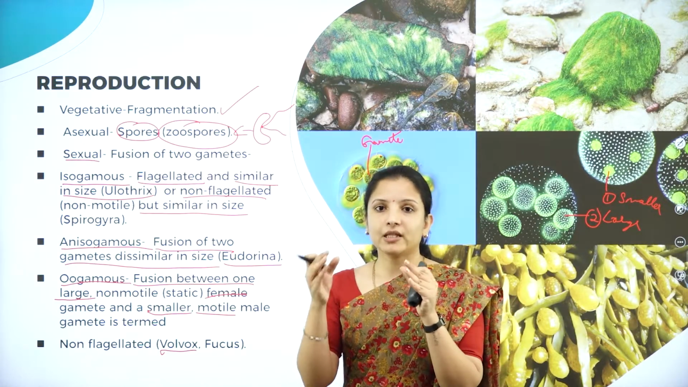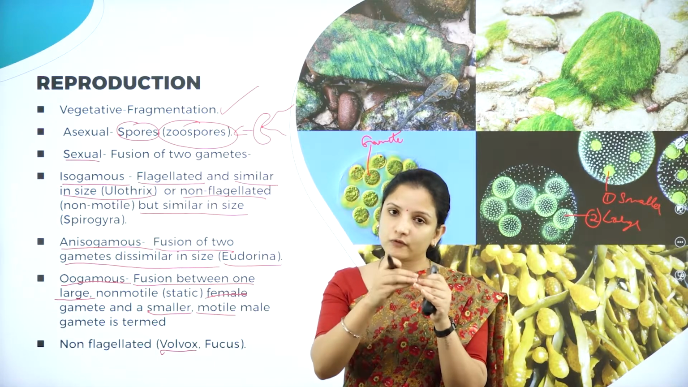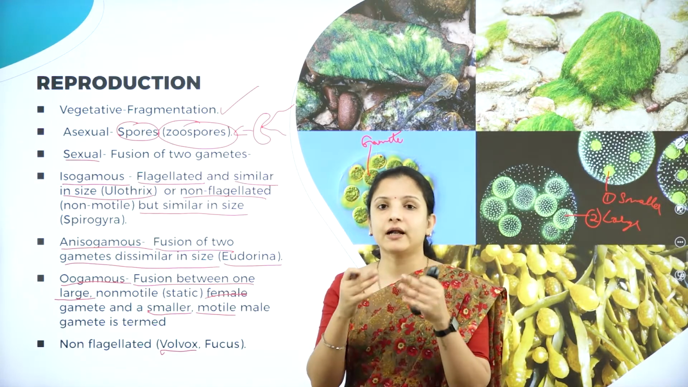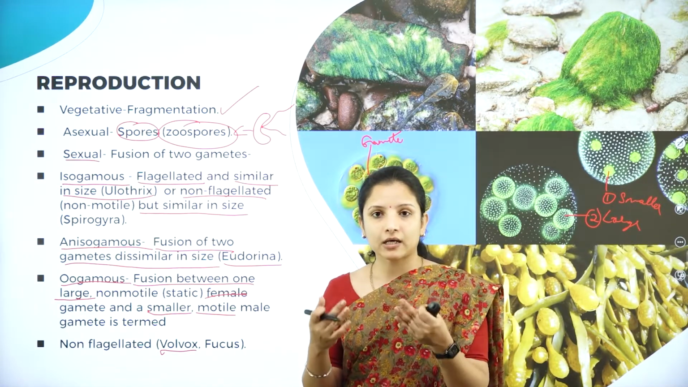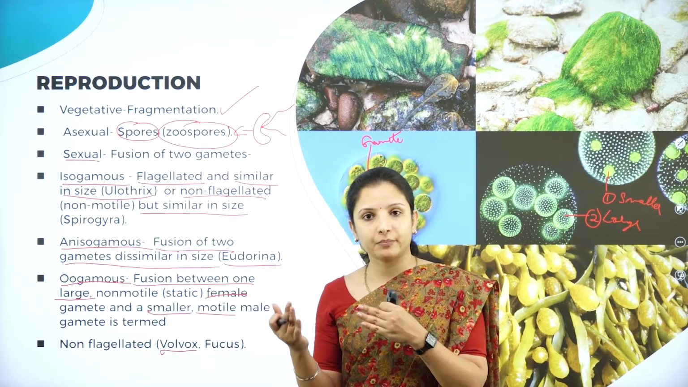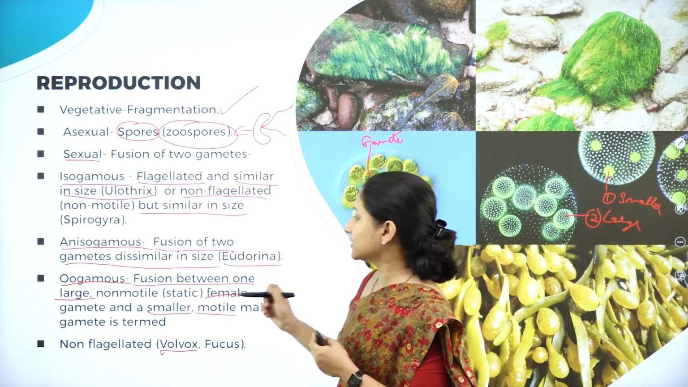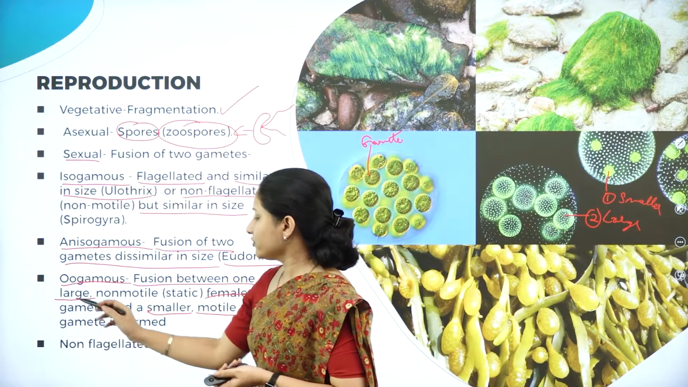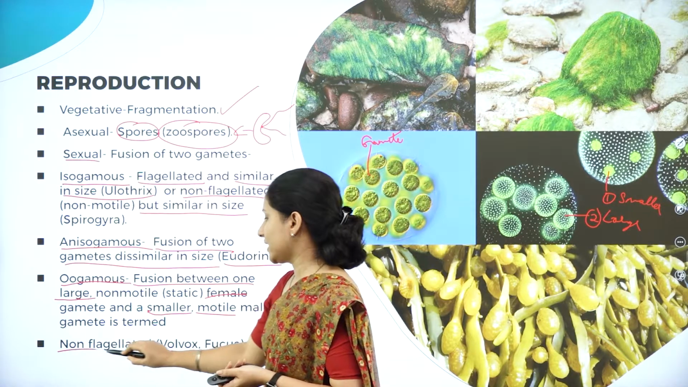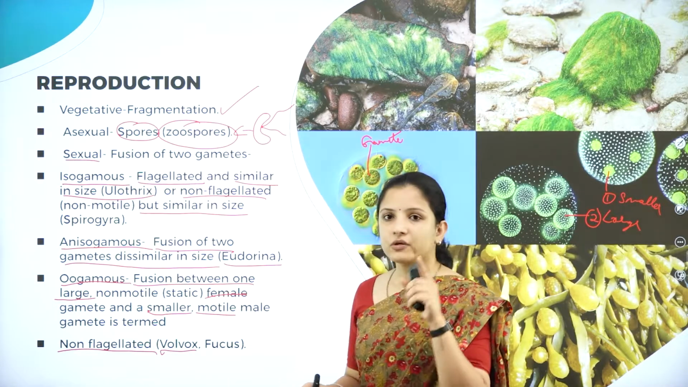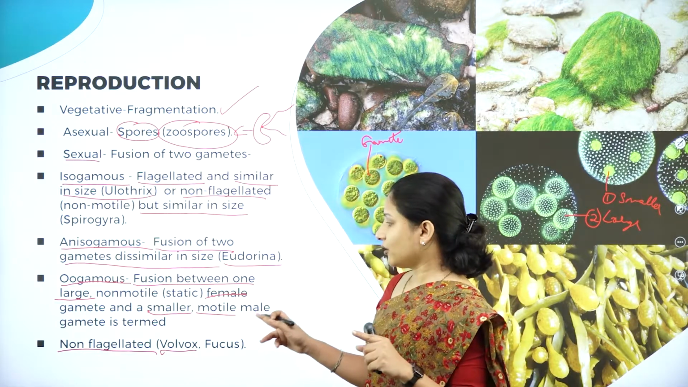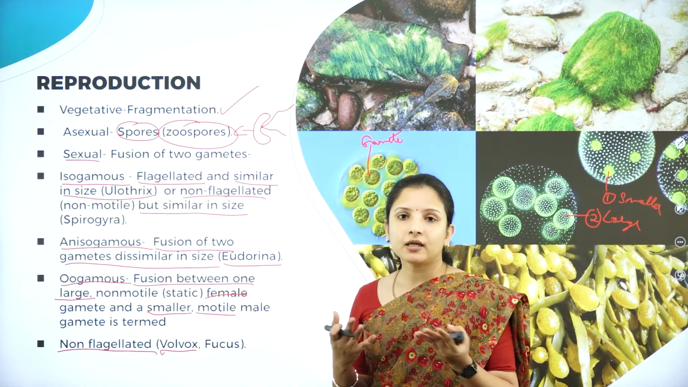The motile female gamete, which is small, will move towards it and fuse, and reproduction will occur. Therefore, the development of the new progeny will occur. That is nothing but oogamous, and usually the male gamete is non-flagellated. Why? Because they are stagnant.